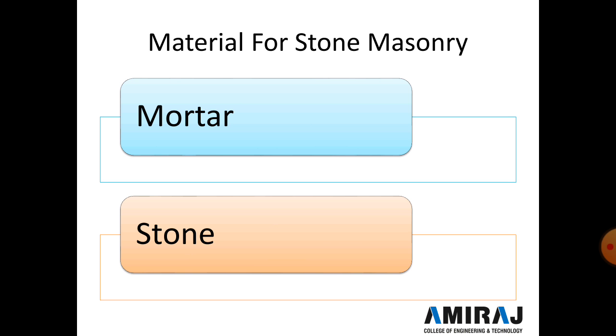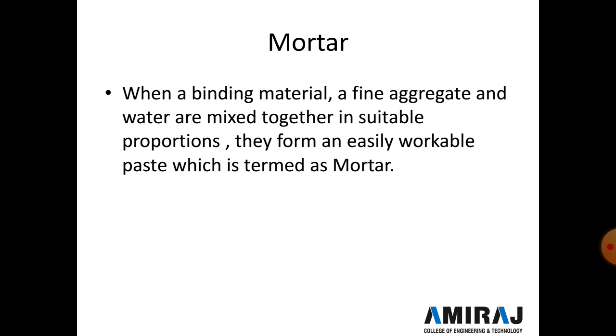So first one is a mortar and second one is a stone. One by one we discuss it. So what is mortar? When a binding material, a fine aggregate and water are mixed together in a suitable proportion, they form an easily workable paste which is termed as a mortar.